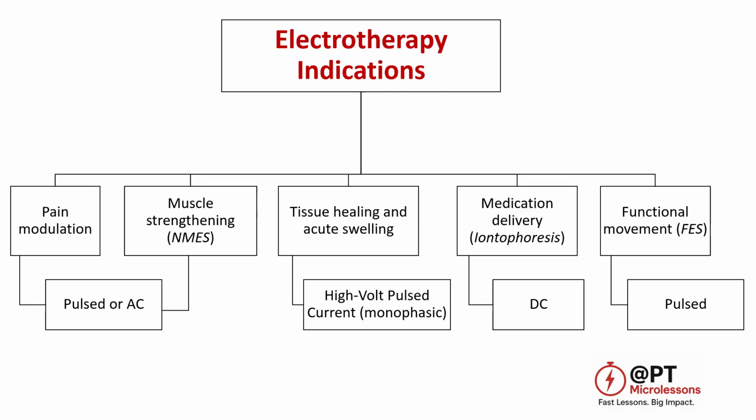First, pain modulation, which is typically achieved using pulsed or alternating current. Electrotherapy can also be used for muscle strengthening, such as NMES, which uses pulsed or alternating current. Another key indication is tissue healing and acute swelling. This is commonly addressed with high-volt pulse current, which uses a monophasic waveform.